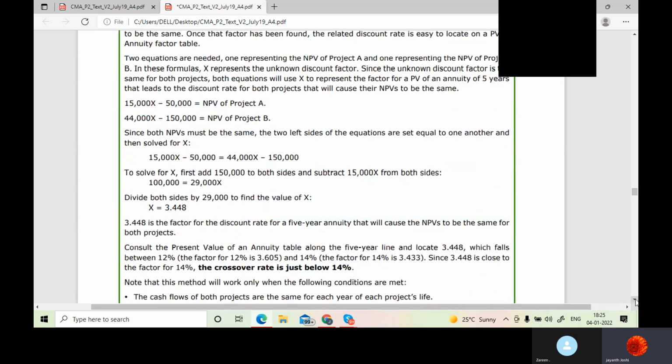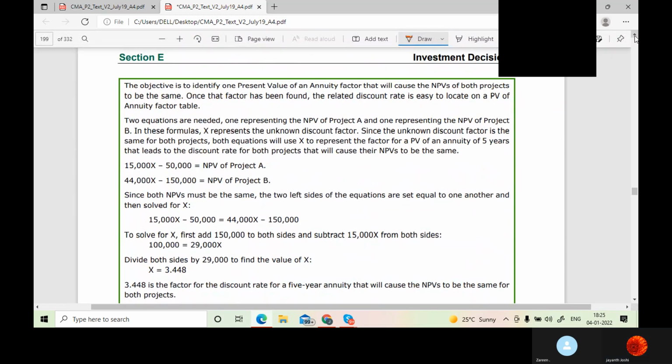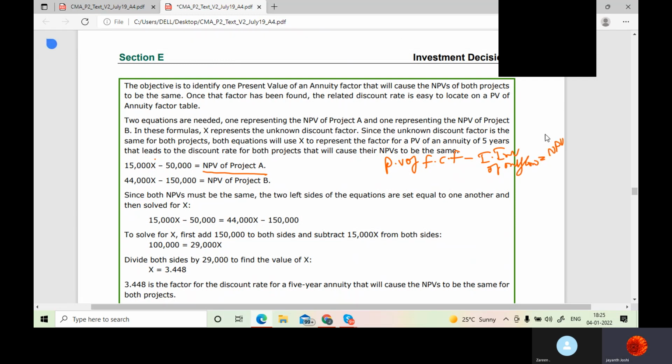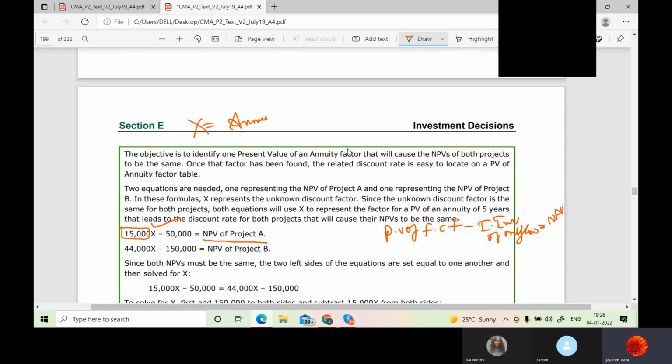Now we will go for the calculation. NPV is nothing but the present value of future cash flows minus the initial investment or outflow. Will you accept this point? And here this 15,000 we are getting every year, and this X we are assuming as the annuity factor. Why are we taking an annuity factor? Because instead of discounting 15,000 every year for 5 years and getting the present value, it is better to multiply that annuity factor with this 15,000 and get the present value as on today for all the 15,000 cash flows which we are going to receive in the future for the next 5 years.